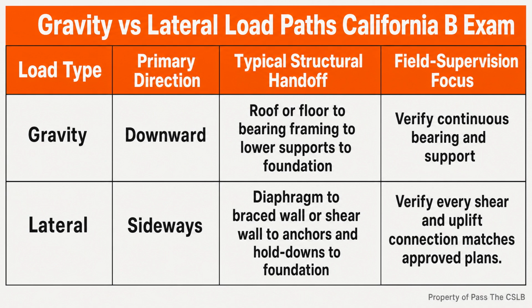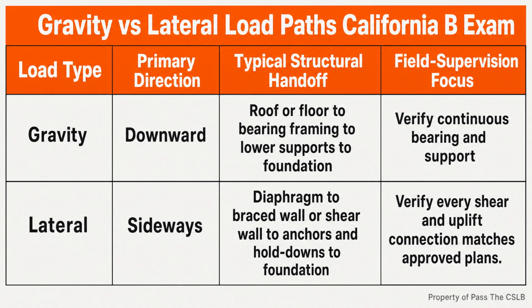Gravity and lateral force can use the same building, but they do not ask the same thing from it. Gravity acts mainly downward. Roof weight moves into rafters or trusses, then into walls or beams, then into lower supports and the foundation. Properly sized wood framing handles that downward compression efficiently.